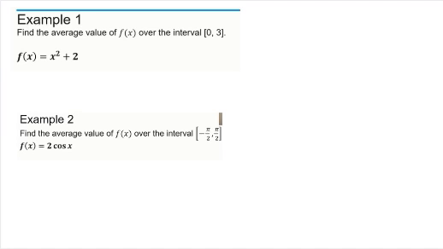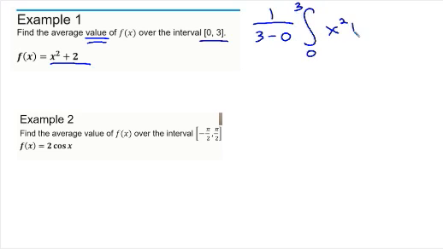We just need to use the formula. So let's look at a couple examples here. First example, find the average. Again, notice it says value, not average rate of change. It's saying average value of the function over this interval. So I'm going to have 1 over 3 minus 0 times the integral from 0 to 3 of my function, which is x squared plus 2 dx. Pretty easy example.